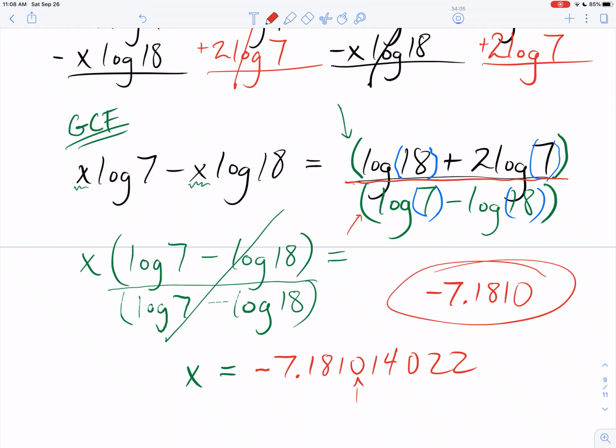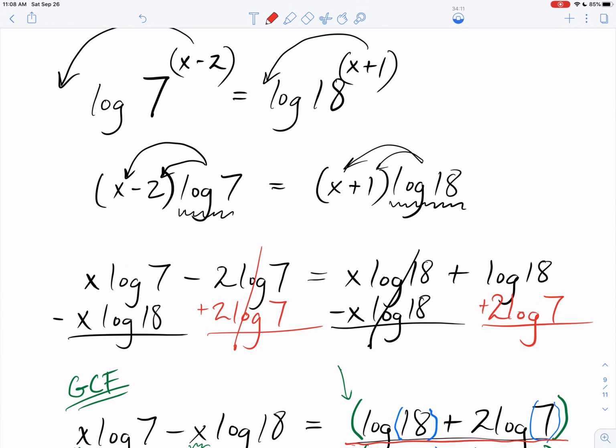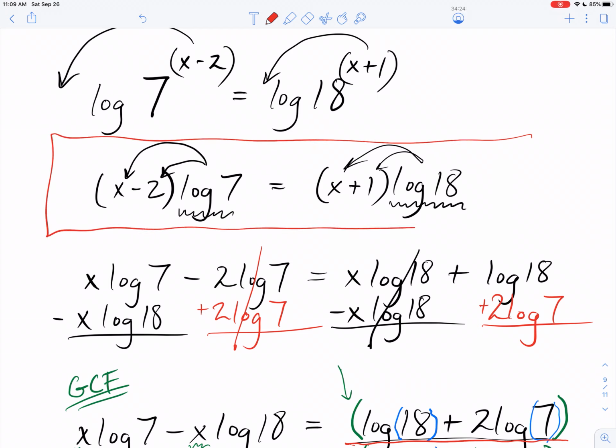Now, here's the thing. I don't think this is a horrible way to go. In fact, this is the way I do it. I prefer to do it this way. But I could have made a different choice here. Let me explain. I'm going right back to here. I said this at the beginning, and you can still see my little squiggle here. Log of 7 is just a number.